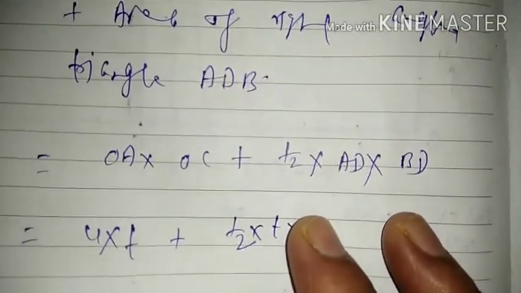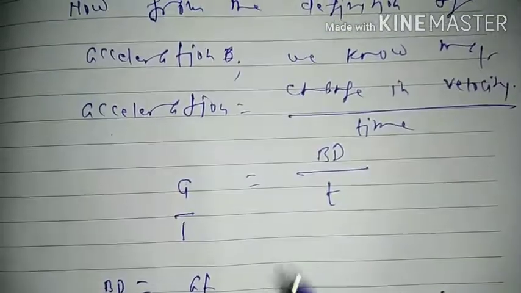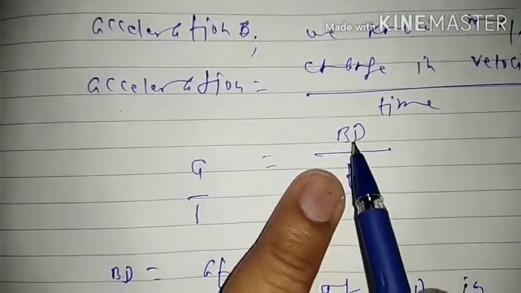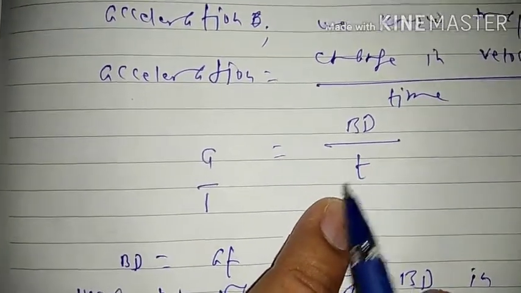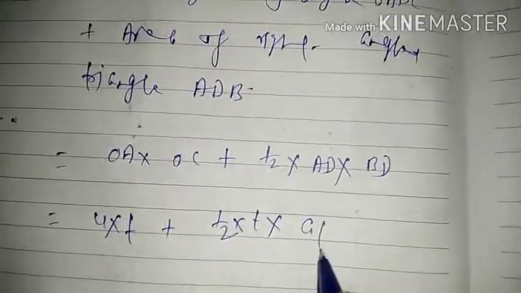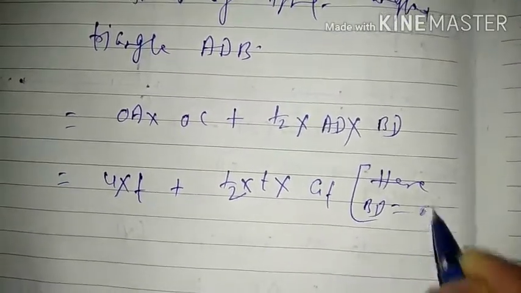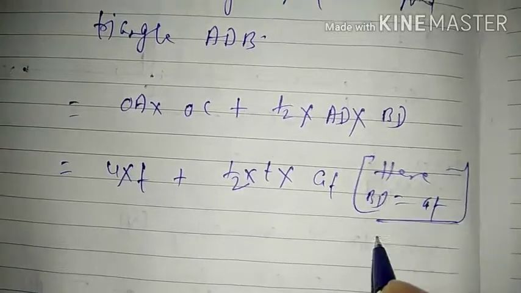Yesterday we had found the value of BD. See, from our yesterday's lesson we shall use here. Yesterday what we had used? We had used BD is equal to AT. Why? Because acceleration is equal to change in velocity by time. From this relation, BD is equal to A into T. So using BD is equal to AT, here we shall write BD is equal to AT from our previous knowledge.